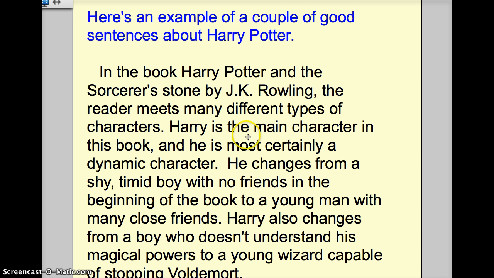So, in these first few sentences, I've identified Harry as a dynamic character, and then I give evidence from the story about what makes him dynamic. I give evidence of a change. He changed from a shy, timid boy with no friends to a young man with many close friends. I give a second piece of evidence when I said that Harry also changes from a boy who doesn't understand his magical powers to a young wizard who's fighting Voldemort.